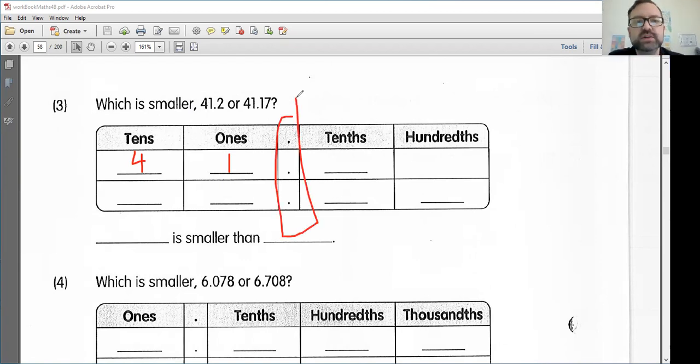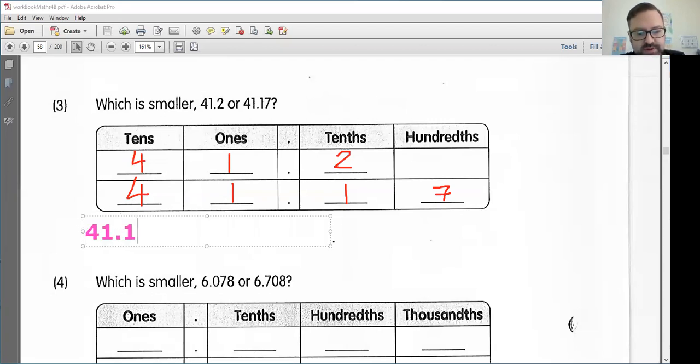Please make sure anytime you are trying to add or subtract or just compare decimals, line up the decimal points, okay? This will make sure that everything is in the correct place value, all right? And then finally, we have 2/10 here. Let's look at 41.17. Once again, I have 4 tens, 1 one, 1/10, and 7/100, okay? So, blank is smaller than blank. Well, 41.17 is smaller than 41.2.